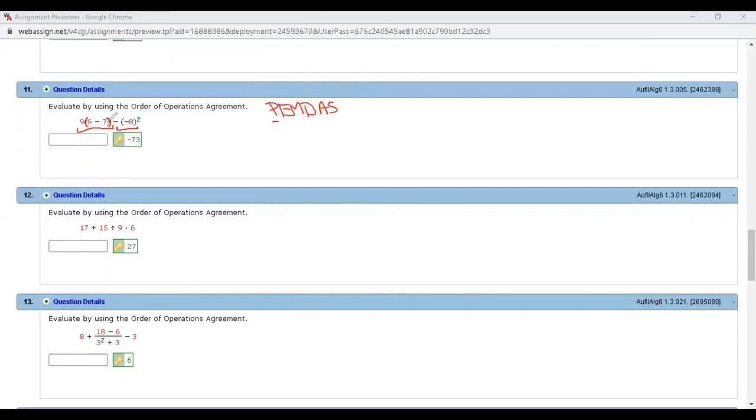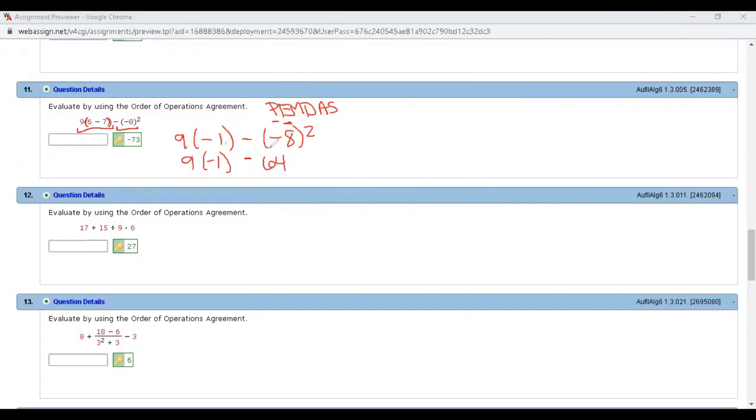So let's do the 6 minus 7. So we got 9 times, and we got 6 minus 7. So that is negative 1. Then we have this negative 8, and then we have it squared, okay? So now let's look at our E, which is the exponent. So let's keep this the same. So now let's do negative 8 squared. So negative 8 squared is positive 64.